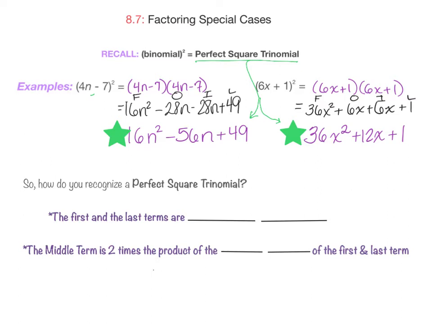Well, the first and the last terms are perfect squares. The middle term is 2 times the product of the square roots of the first and the last term. So if you look up here at these, it always turns out whenever you're squaring a binomial that your outer and inner are exactly the same. So it's like twice that, okay? So that is how we recognize a perfect square trinomial.